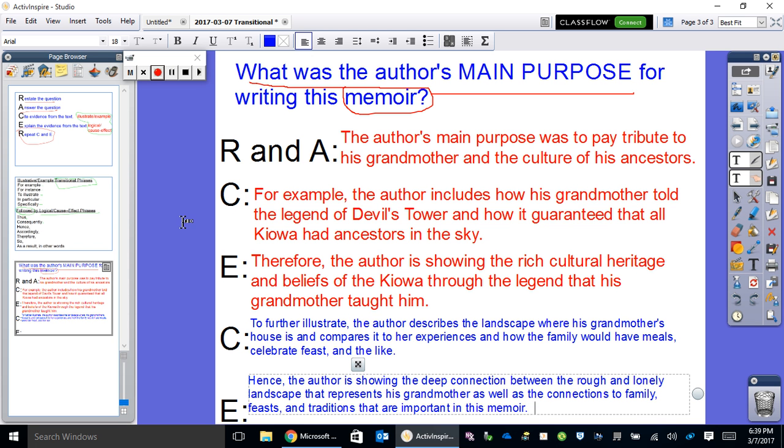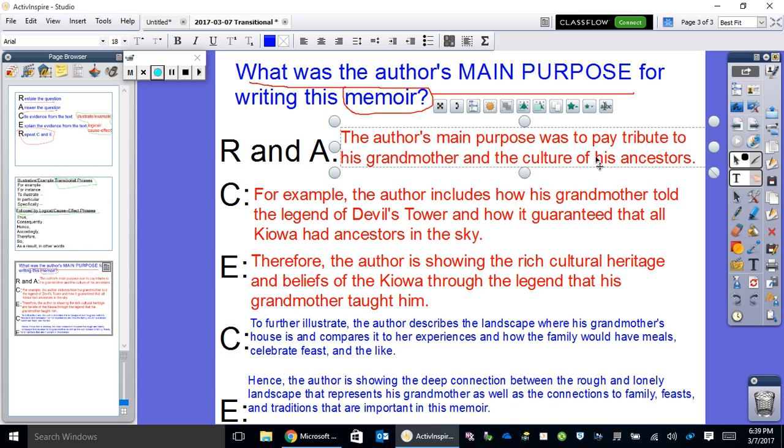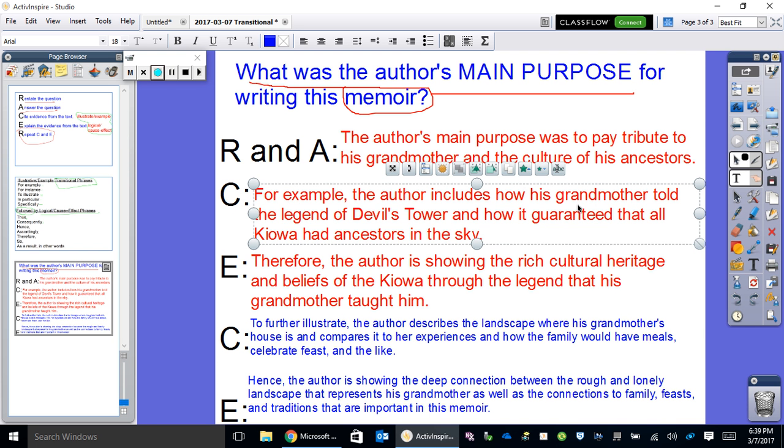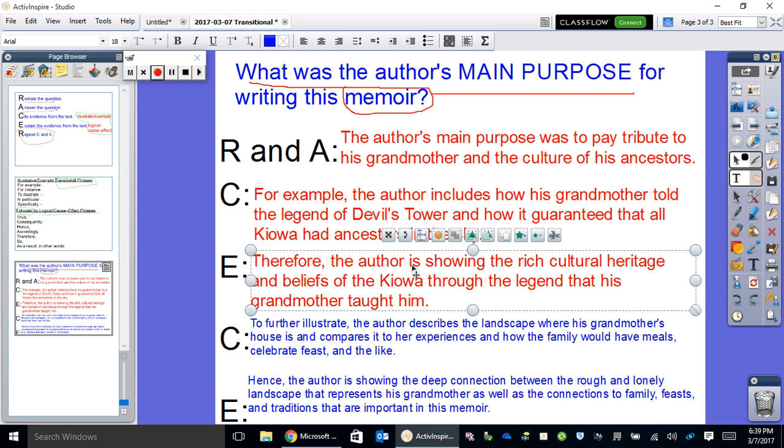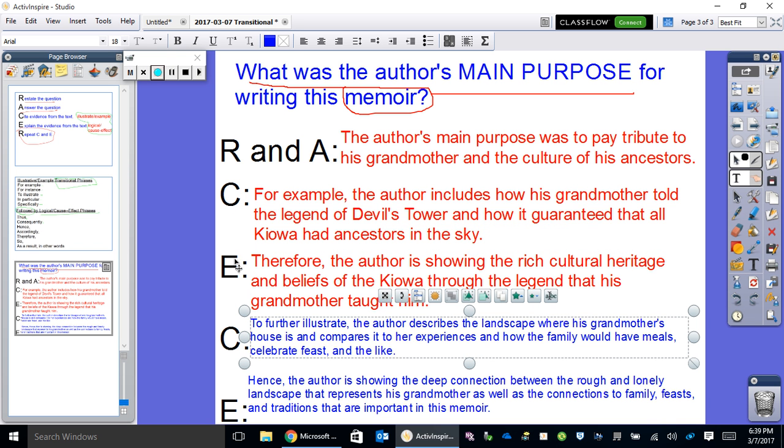So if I'm following the logic of the situation, we've restated the author's main purpose was to pay tribute to his grandmother and the culture of his ancestors. For example, the author includes how his grandmother told the legend of Devil's Tower and how it guaranteed that all Kiowa had ancestors in the sky. Therefore, the author is showing the rich cultural heritage and beliefs of the Kiowa through the legend that his grandmother had taught him. To further illustrate, the author describes the landscape where his grandmother's house is and compares it to her experiences and how the family would have meals, celebrate feasts, and the like.